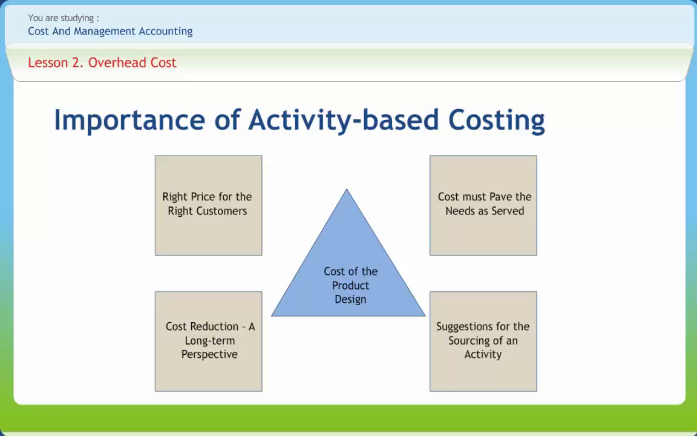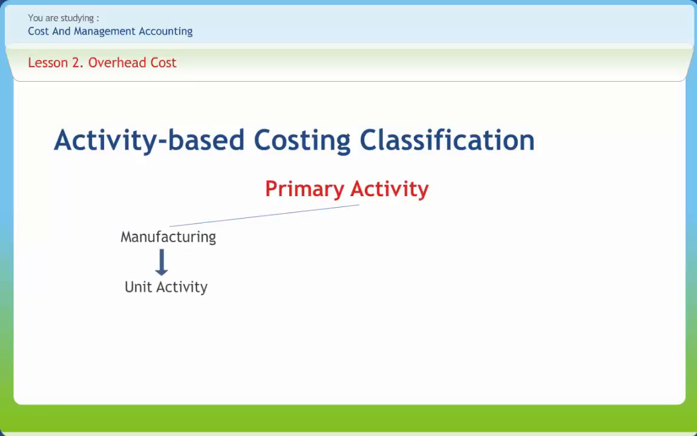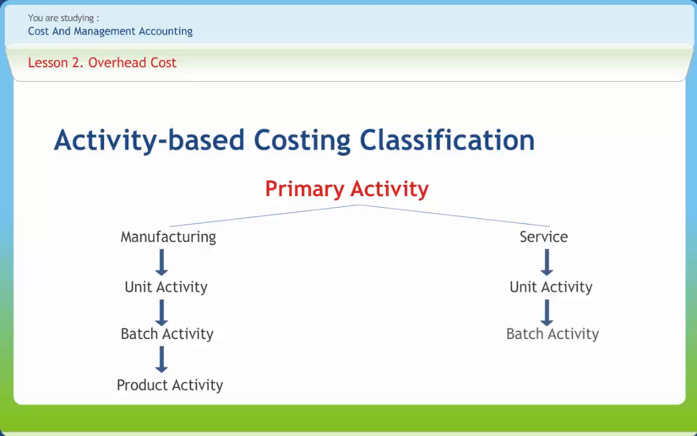Another major reason for the prominence of activity-based costing is to consider the cost of the product design. It reduces the cost of production and makes suggestions for the sourcing of an activity. The ABC not only enlists the number of activities but also classifies them into 2 categories, that is, primary activity and secondary activity. Primary activity is an activity which directly charges to cost object, which could be classified into 2 different categories in accordance with the nature of the business, that is, product and service.